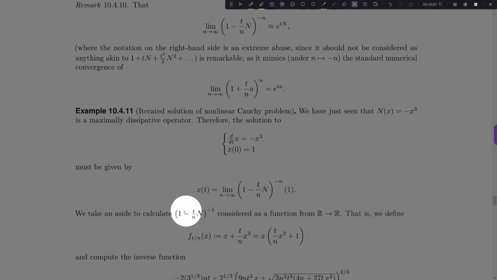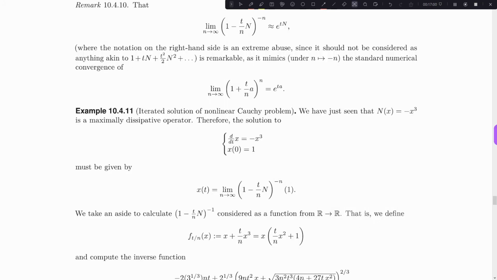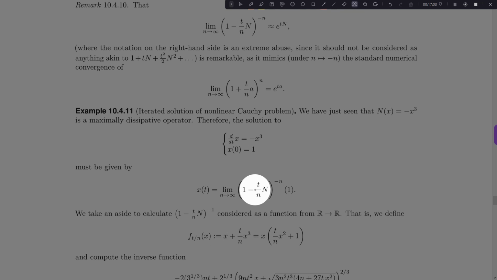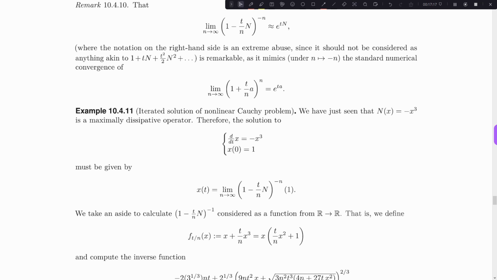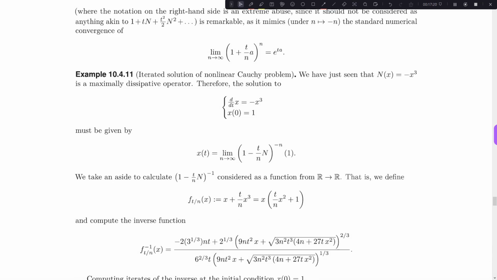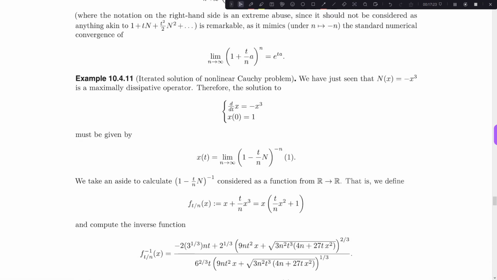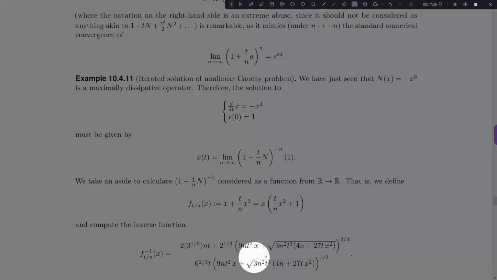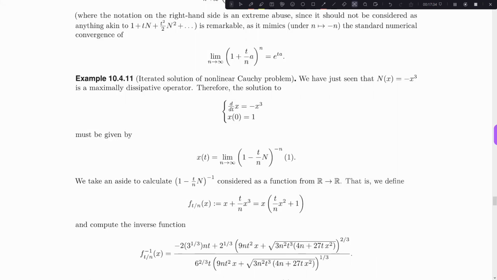So I'm going to take an aside to calculate this operator. Something I can start with is the inside. So the inside is an operator, 1 minus t over n, my nonlinear operator there. Looks like x plus t over n, x cubed, which I can rewrite as the following if I want to. And if I invert that function, this is maybe why the cubic formula is useful. So, we had that cubic formula above. You can invert this function with the cubic formula, you get the following. It looks really terrible. Nobody would want to actually use this, but hey, we've computed it.